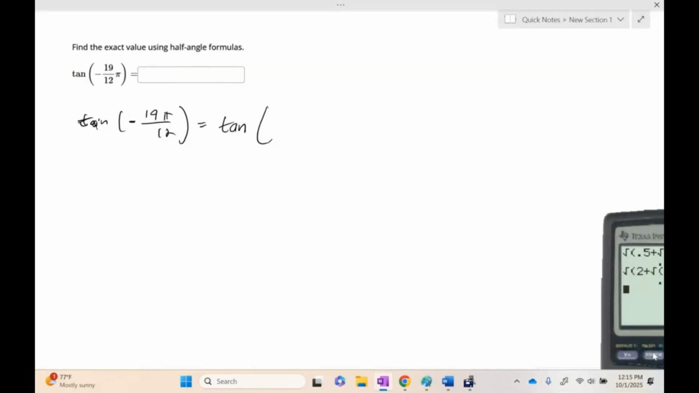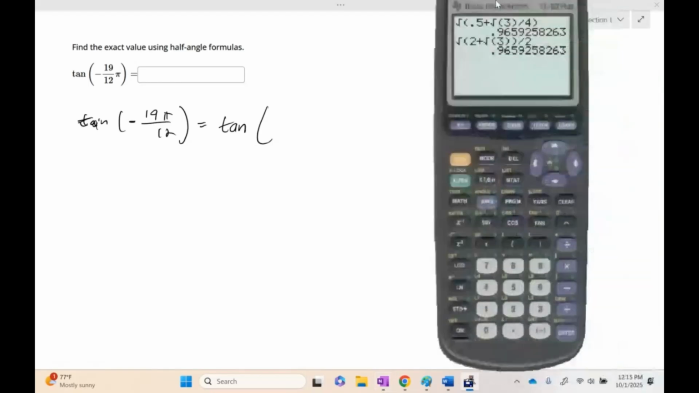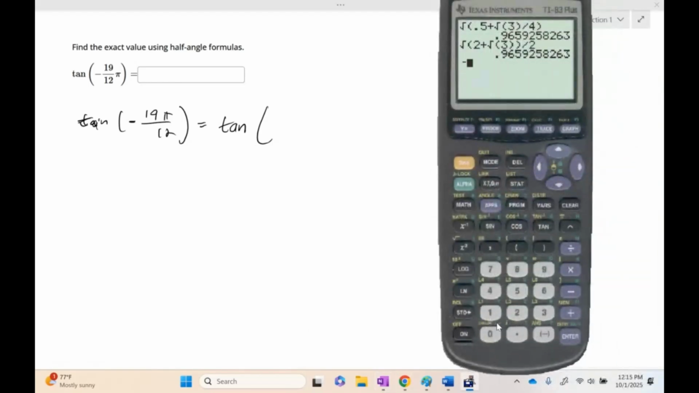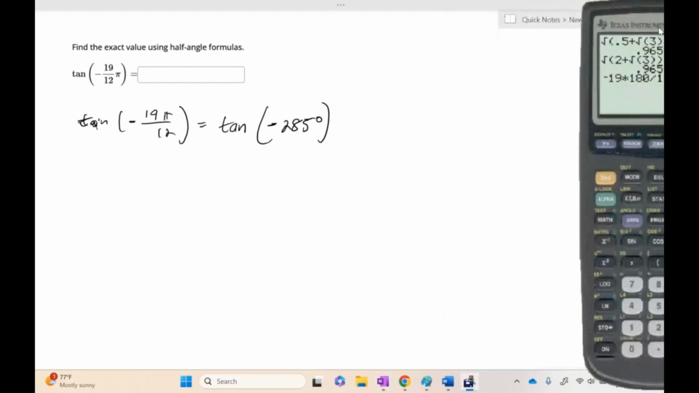So I'm going to substitute pi for 180 degrees. So that's negative 19 times 180 divided by 12, and we get negative 285 degrees. So I'm running into some problems, because what angle between 0 and 360 can I take half of that'll give me 285? What could I do from this point?